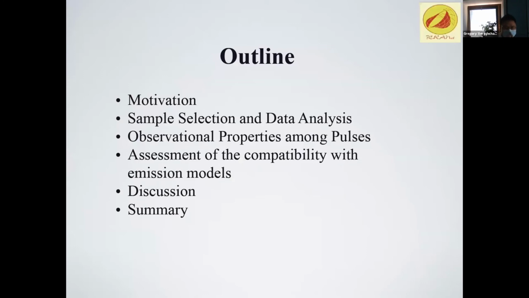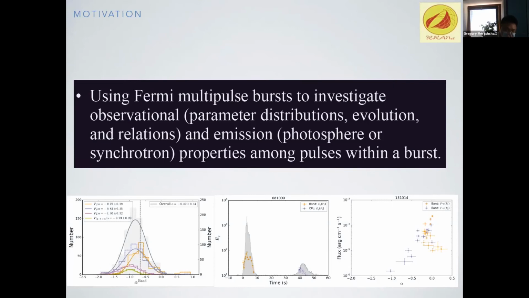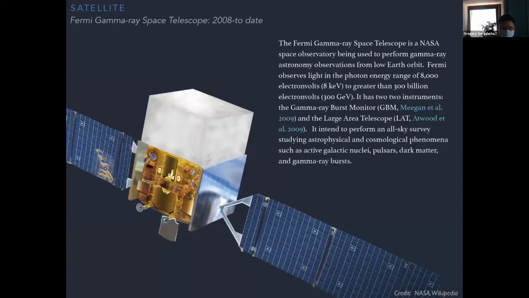So this is my outline. I will first talk about motivation, and then the sample selection and the data analysis, and the observation probability among pulses, and the compatibility with the emission models, and analysis, discussion, and conclusion, and summary. So the motivation is we want to use the Fermi multi-pulse approach to investigate the observation and emission properties among pulses with neural course.